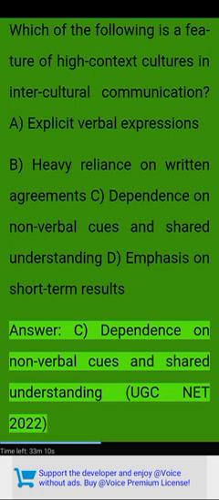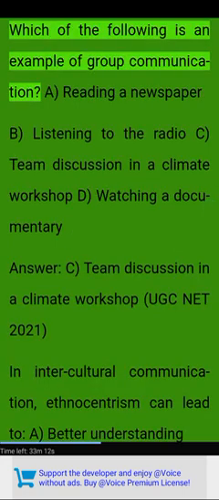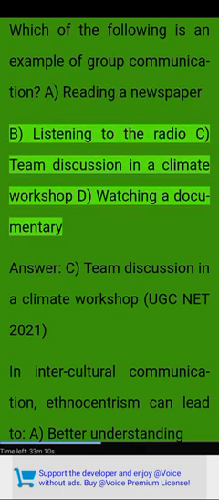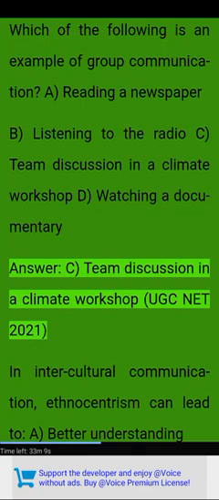UGC NET 2022. Which of the following is an example of group communication? A. Reading a newspaper. B. Listening to the radio. C. Team discussion in a climate workshop. D. Watching a documentary. Answer: C. Team discussion in a climate workshop.